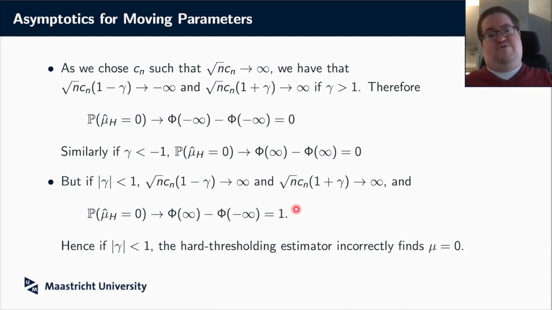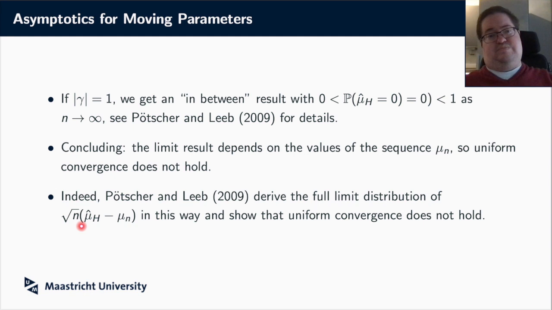So if we take a sequence where this mu n is just small enough, we will never find it. At least asymptotically, we will never find it. We will treat it as if the mean was equal to 0. So we make an incorrect decision, and we incorrectly set our estimator equal to 0. Of course, the one case I did not look at is when gamma is equal to 1 in absolute value. Well, there you get sort of an in-between result. That one is rather complicated mathematically, so we're not going to look into the details of that. You can have a look at the paper by Bertrand Lay, where they derive these results.